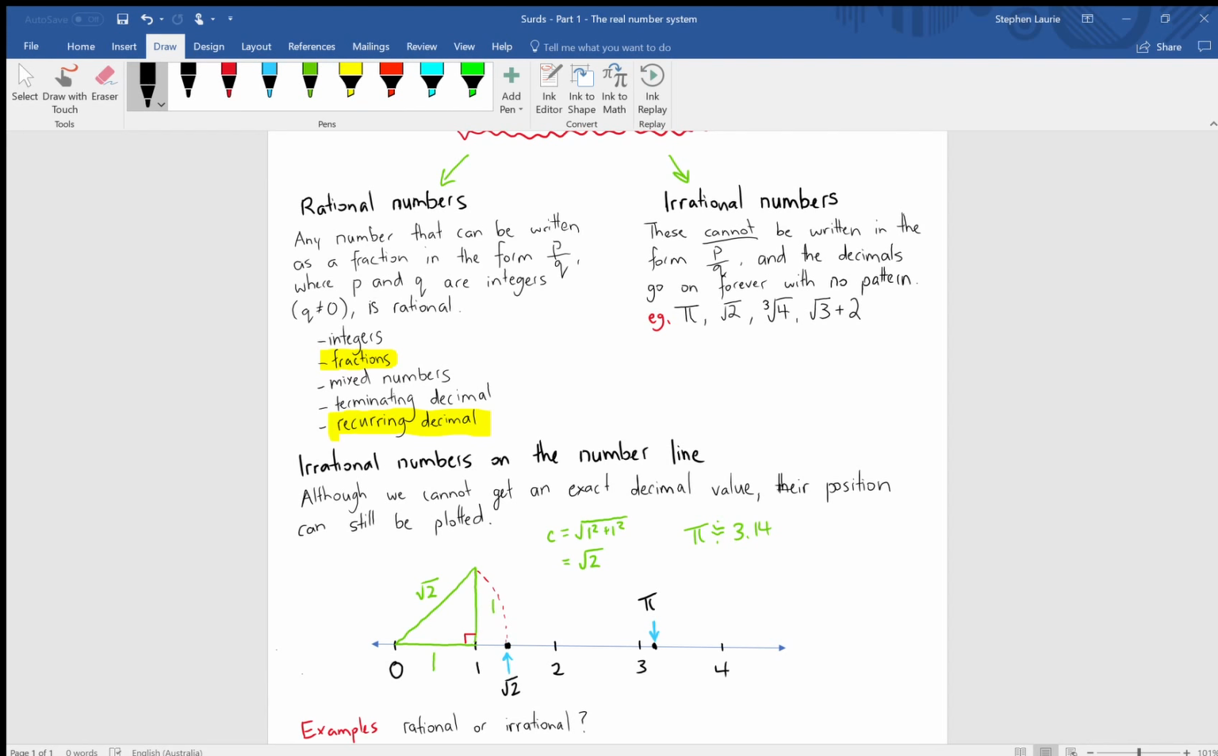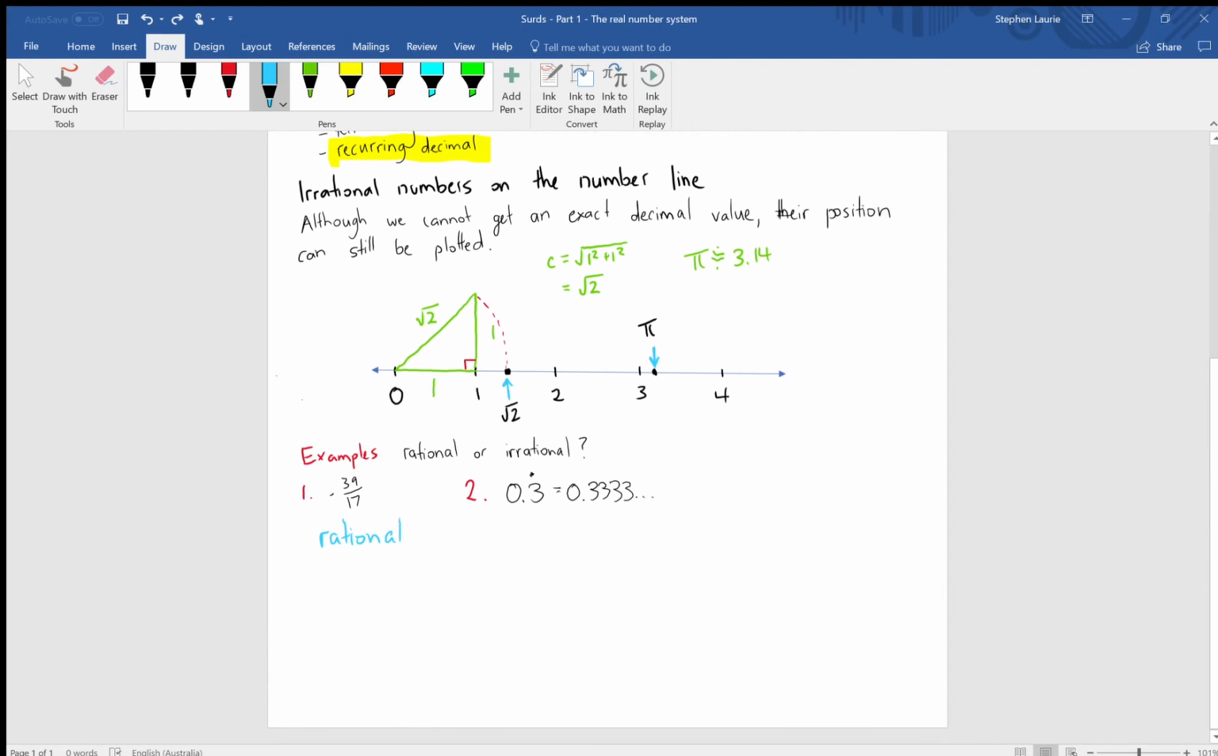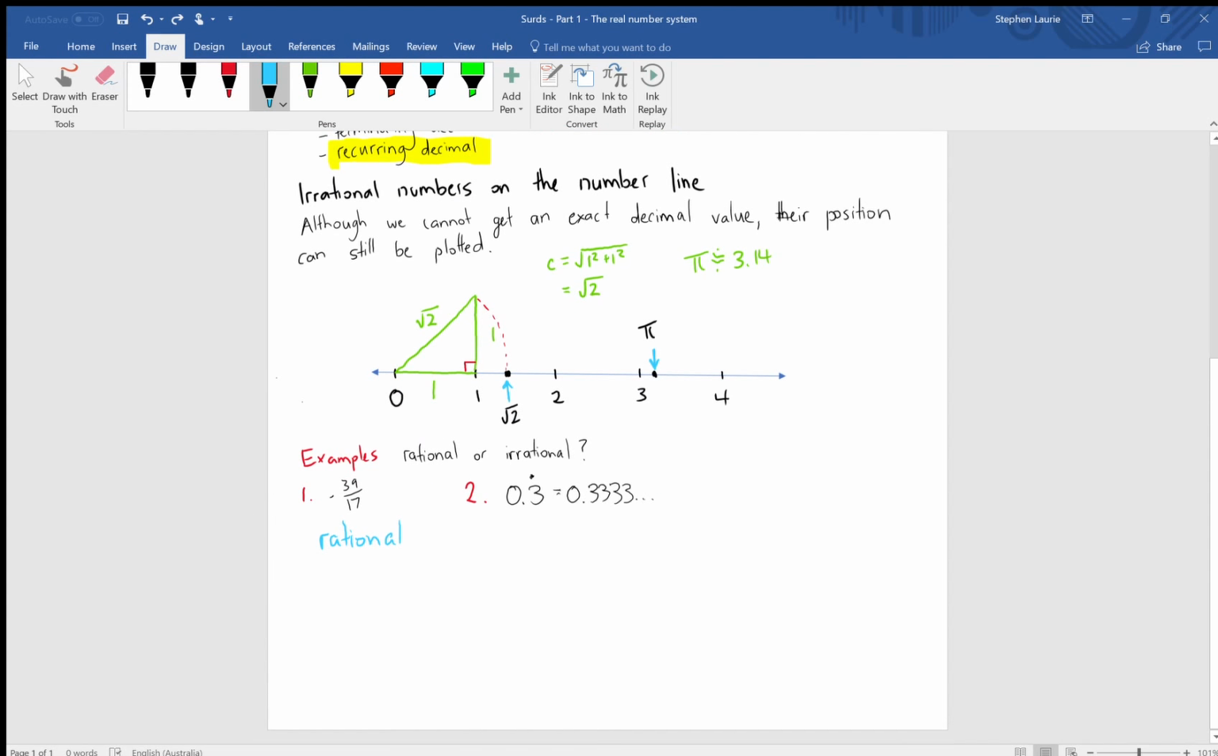Oh man, sorry. How good is Control Z? Alright, going back to number 2, this is a recurring decimal, so this is also rational.